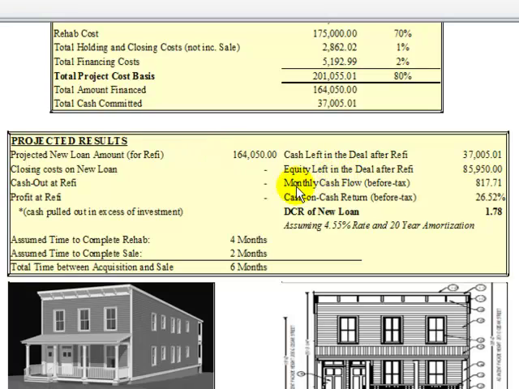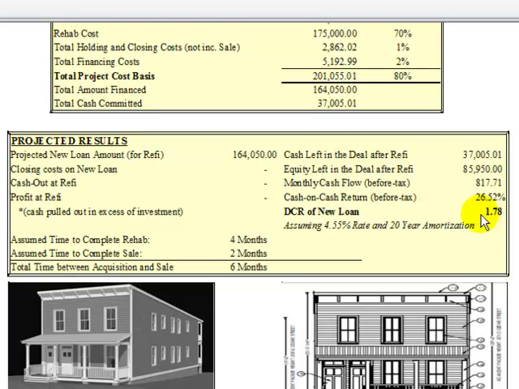This is what the loan will look like once it rolls over to a permanent loan. This is what my banker wants to see. Loan amount of 164, right? This is how much equity there is in the deal. This gives protection to my lender, right? My lender has $86,000 of equity above his loan that protects him, right? I'm showing him that I'm going to have skin in the game, 37 grand, monthly cash flow.